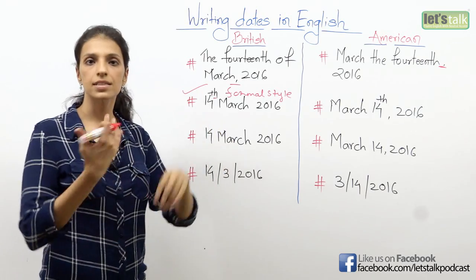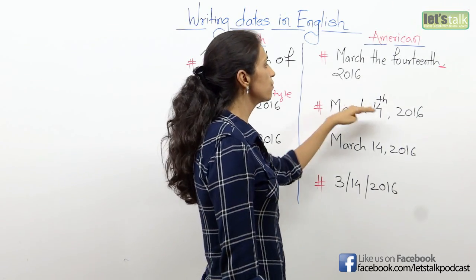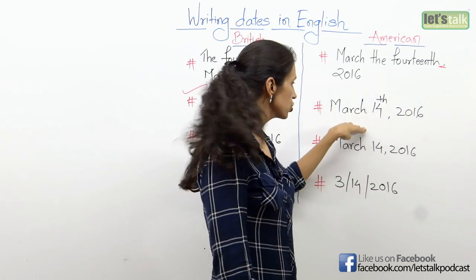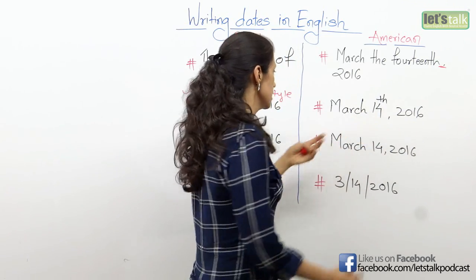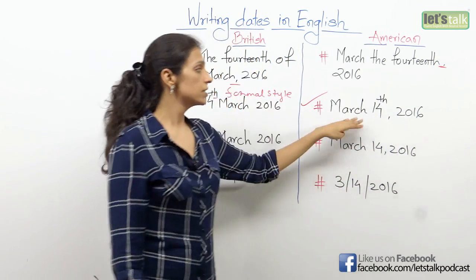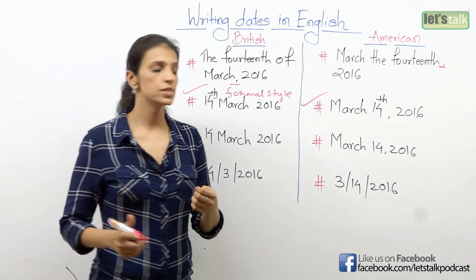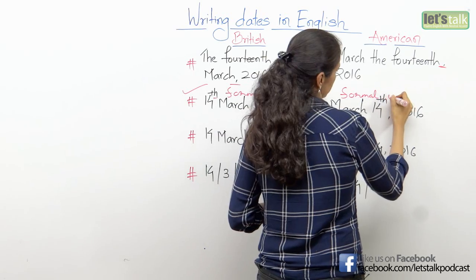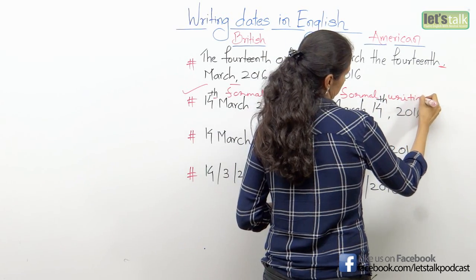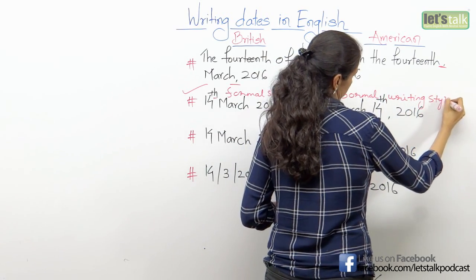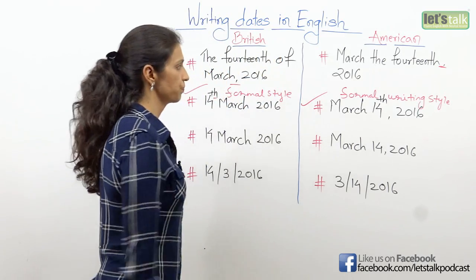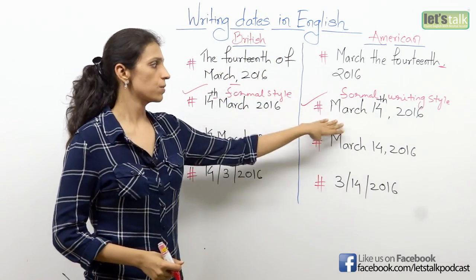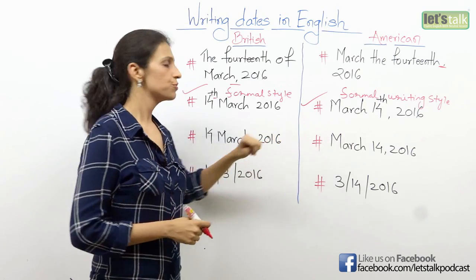Now the same thing, let's see how Americans would do it. March 14th, comma, okay, 2016. So March 14th 2016. So if you follow the American style, this is a great one to use for your official documents and emails. Okay, so well, a nice one to use in your formal letters. So either you follow this format or this, a real good one to use.